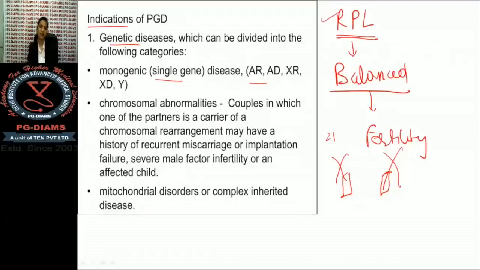So if you have a history of recurrent pregnancy loss with known balanced chromosomal abnormalities, balanced translocations, then you know which translocation you are looking for in the embryo. In those cases, it will be called pre-implantation genetic diagnosis. Couples in which one of the partners is a carrier of chromosomal rearrangement. Then mitochondrial disorders or complex inherited diseases.